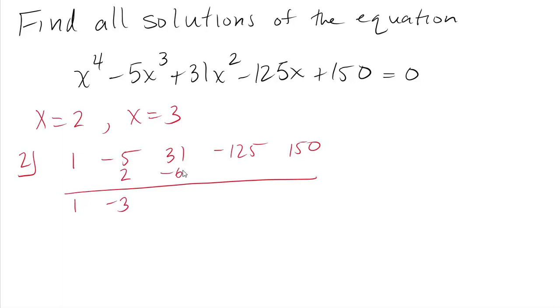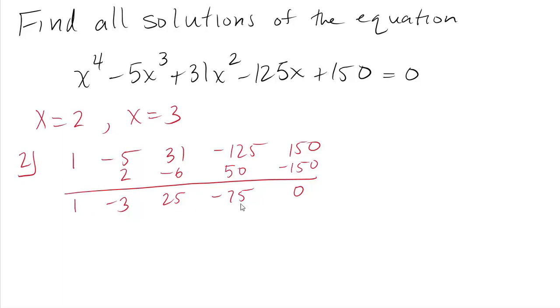2 times negative 3 is negative 6. 31 plus negative 6 is 25. 2 times 25 is 50. Negative 125 plus 50 is negative 75. 2 times negative 75 is negative 150, excuse me. 150 plus negative 150 is 0. You should not be surprised that we got a remainder of 0 because we already knew that 2 is a 0 of this polynomial, that x equals 2 is a solution.